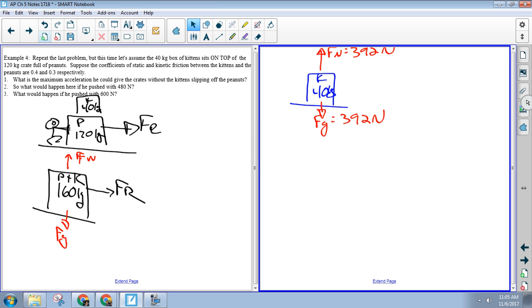I thought you guys were going to clean my desk for me. What would happen if there was no friction?